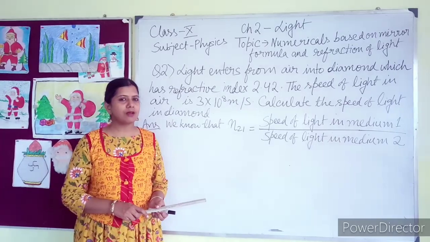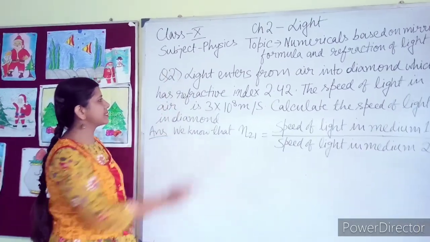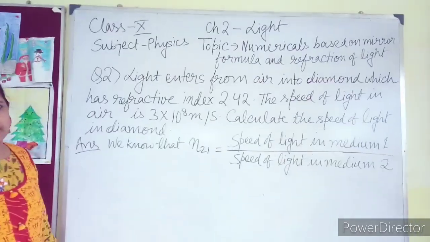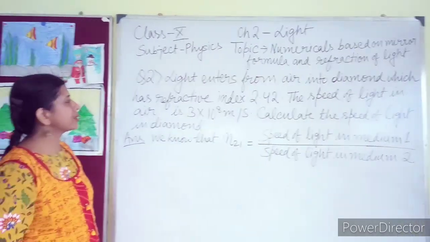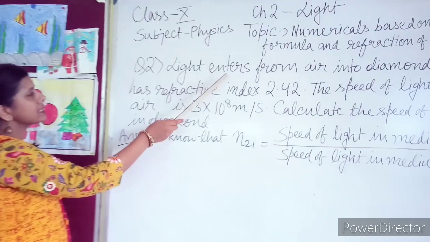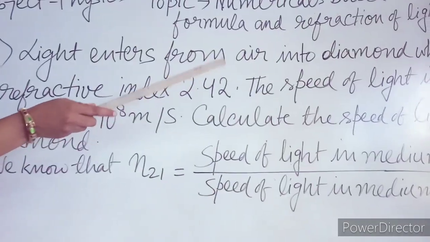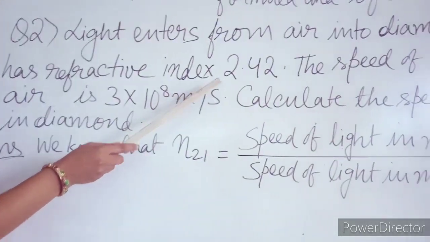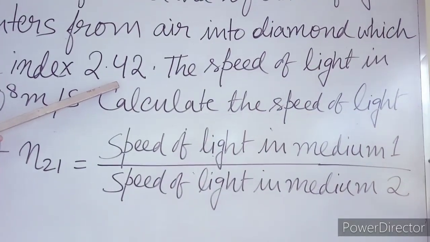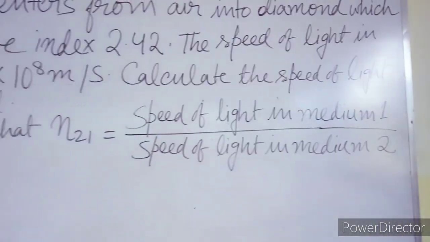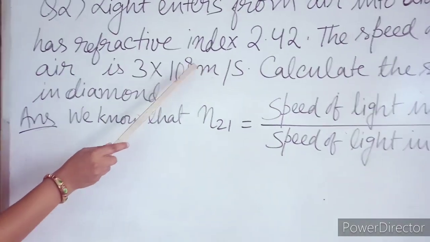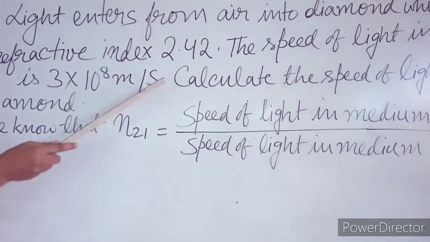The first numerical is solved. Now the second numerical. This is a numerical based on refraction of light. So, I am reading the question. Light enters from air into diamond, which has refractive index 2.42. The speed of light in air is 3 into 10 to the power 8 meter per second. Calculate the speed of light in diamond.